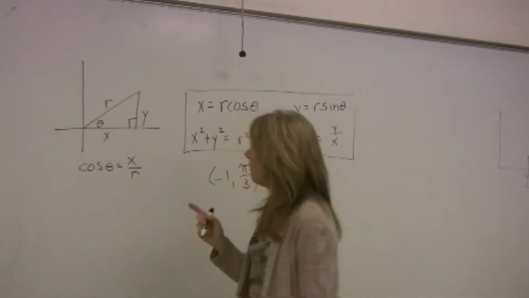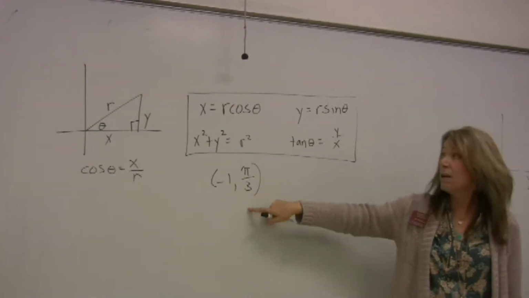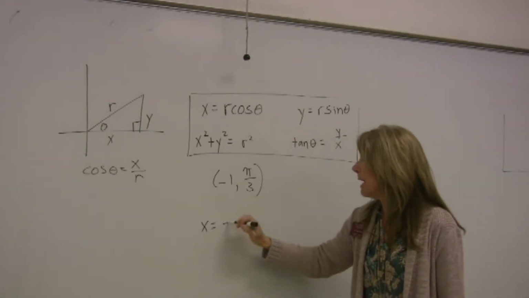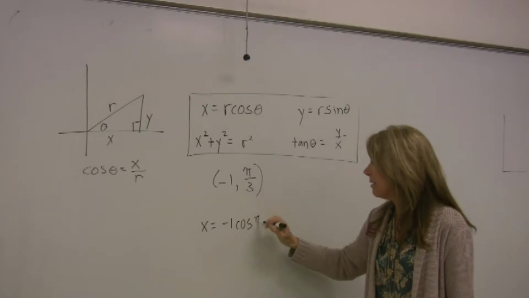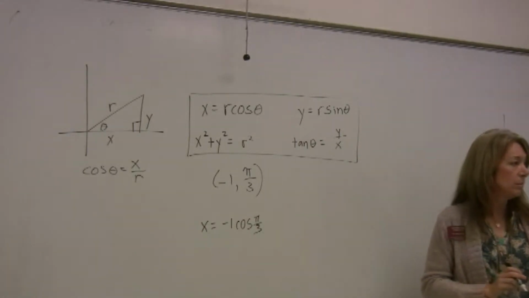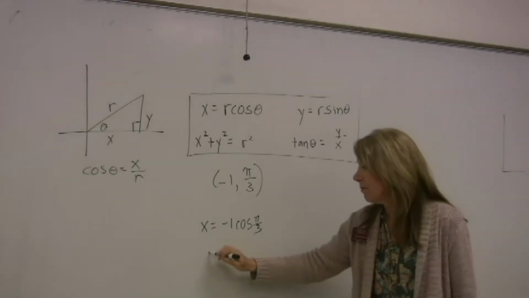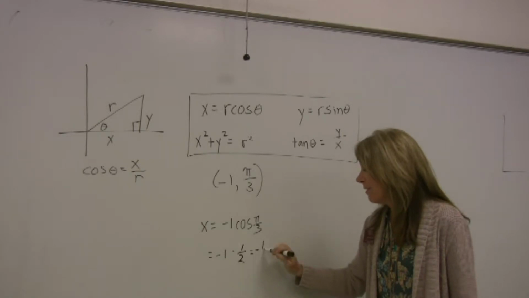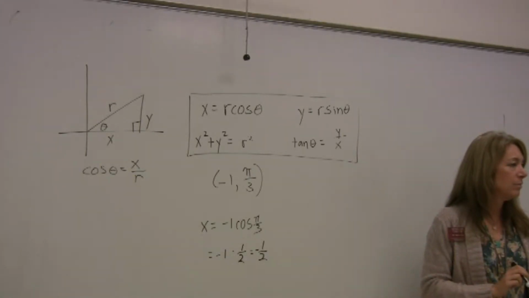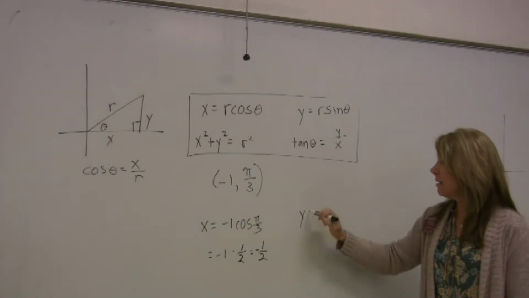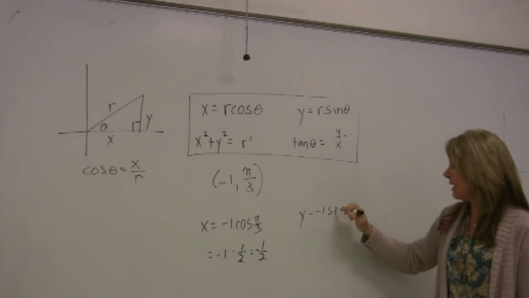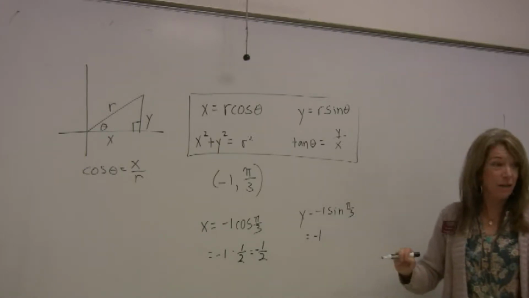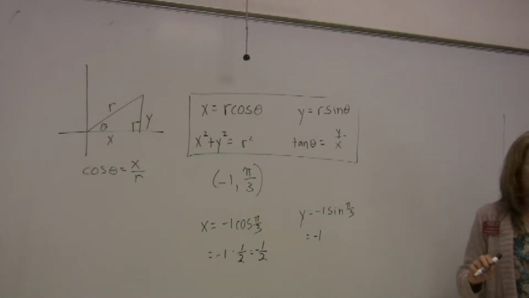So if I want to find what they are for x and y, this is my r, this is my theta, I can just plug them into these formulas. The x is equal to -1 times the cosine of pi over 3. Which, hopefully you know your trig. Cosine of pi over 3 is 1/2. So it's -1/2. The y is the r times the sine of pi over 3. Sine of pi over 3 is √3 over 2.